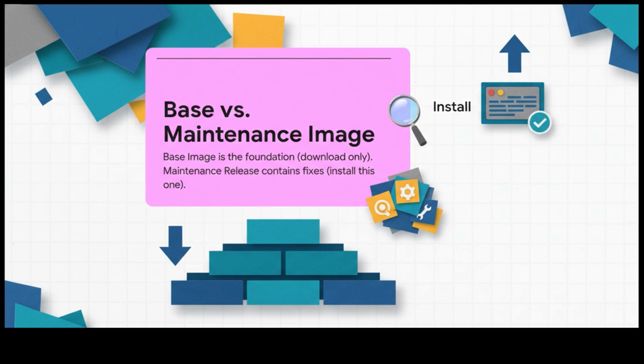Okay, this right here is probably the single most important thing to get your head around for modern upgrades, the difference between a base image and a maintenance release. The easiest way to think about it is this. The base image is like the foundation of a house. You need it there, right? So you have to download it. But you don't actually move in and live on the foundation. You live in the house built on top of it, with all the latest fixes and improvements. That's the maintenance release. So remember the rule, download the base, but install the maintenance release.